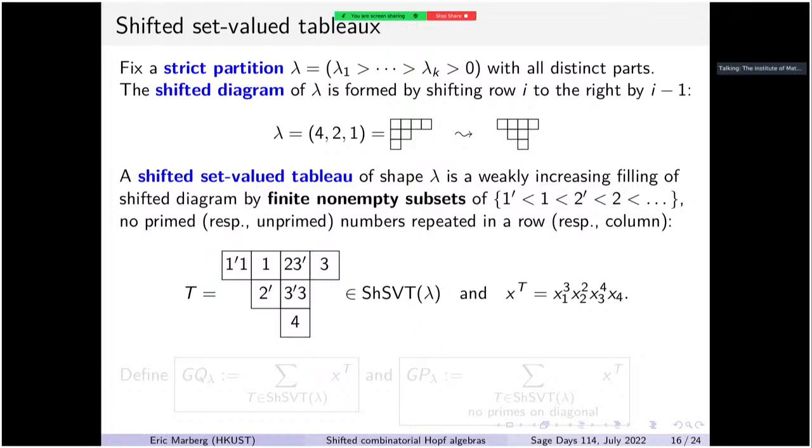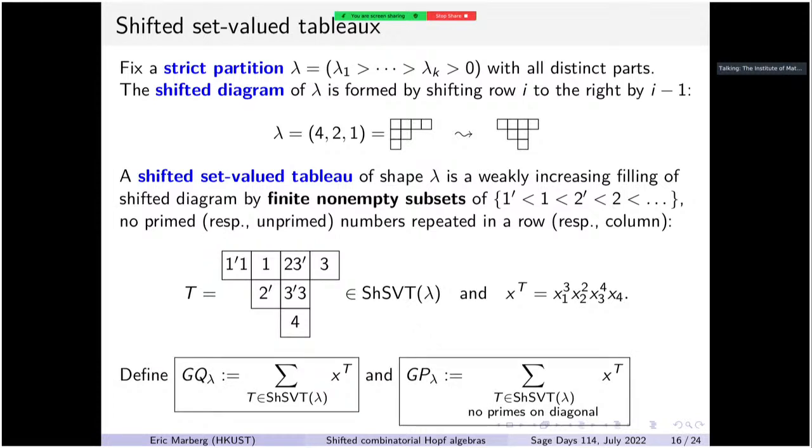The way the weight of this is computed is we count the numbers of 1s and 1 primes, and that is the exponent of x1. So there's a 1 prime, there's a 1, there's a 1, so you have x1 to the 3rd power, and then you have x2 squared because there's a 2 prime here and a 2, and so forth.